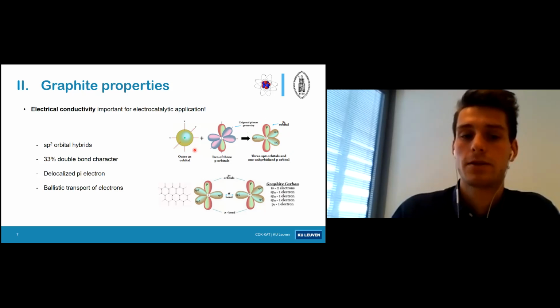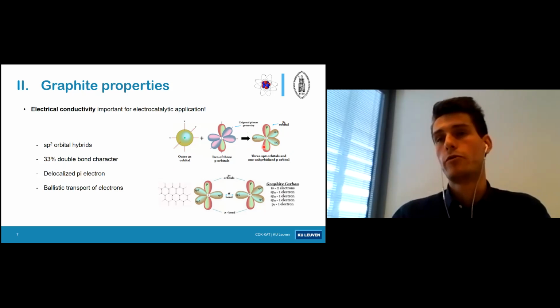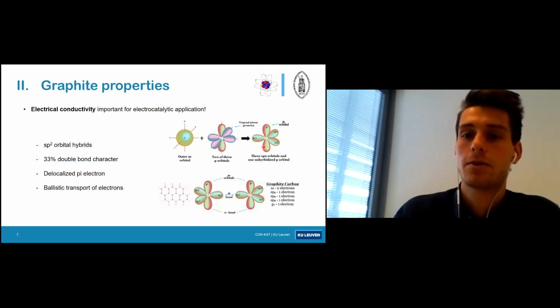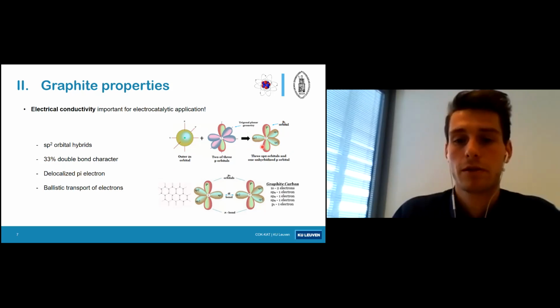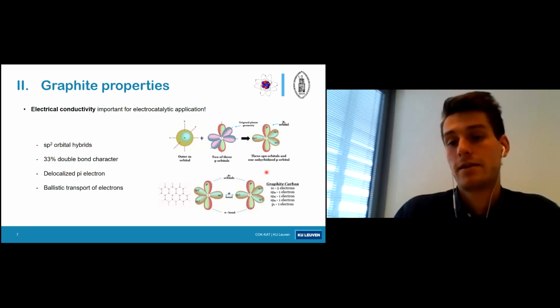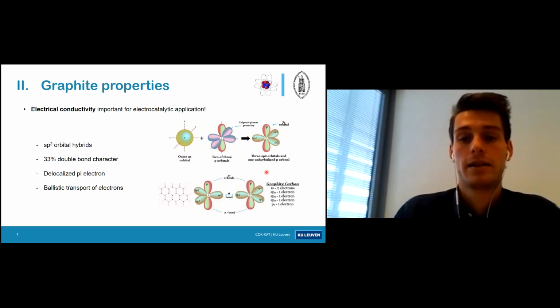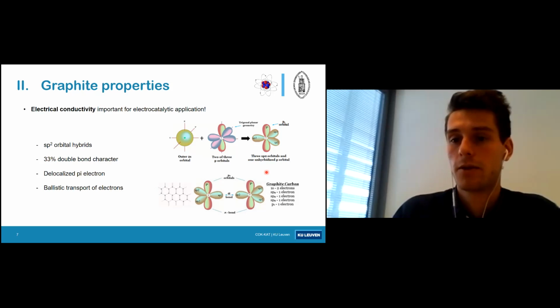So this 4th electron has a 33% double bond character. It's actually a delocalized p electron, which can really move over the plane without any energy loss. So it's often also called the ballistic transport of electrons. It's a very nice property of this material, of graphite, and it generates, of course, the very high electron or electrical conductivity. Also, a high thermal conductivity is created by this property. Here you can again see the 6 electrons of carbon, which are divided in all these orbital hybrids and orbitals.